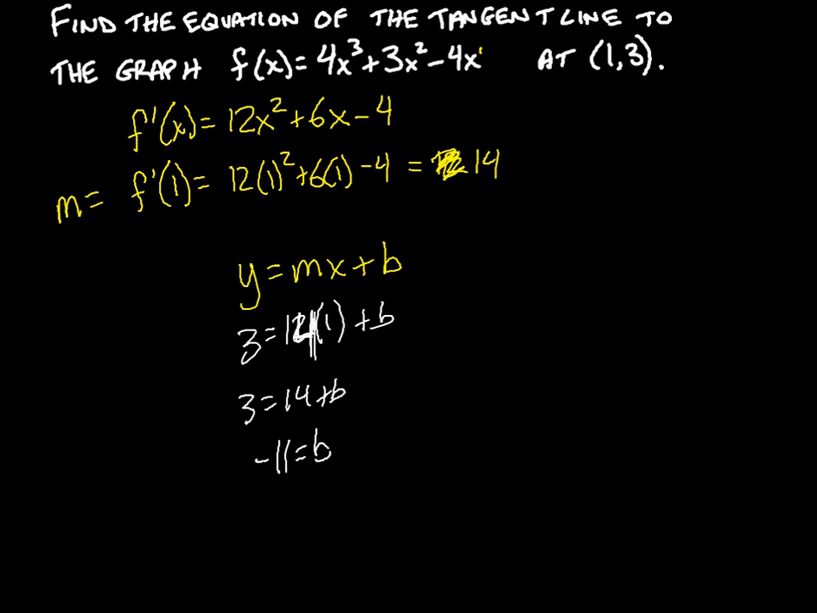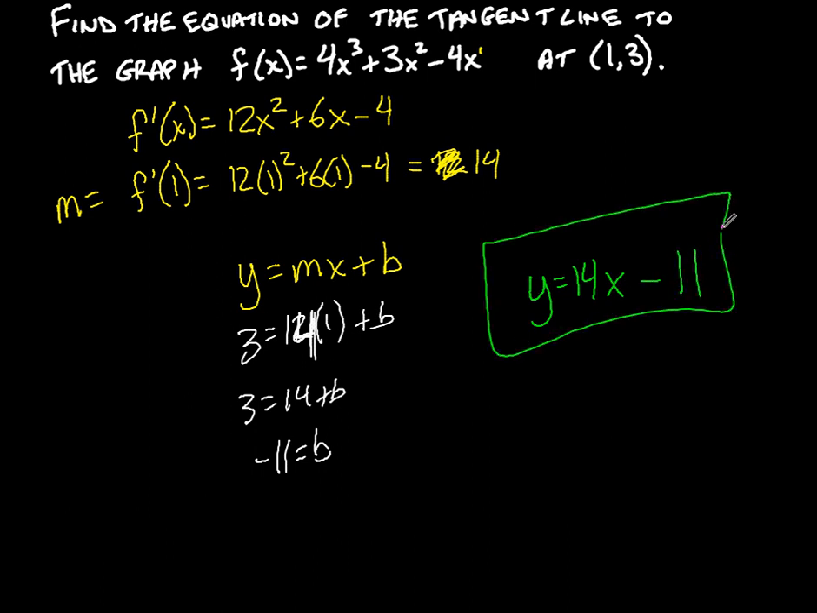I am not done yet. I have all my pieces. I need to actually write the equation. So it needs to be y equals mx plus b. I plug in my value of m, which I found is 14. I leave my x and y in there, and I put in my b, minus 11. This is what I need to have for my final answer. Well, there we have it.